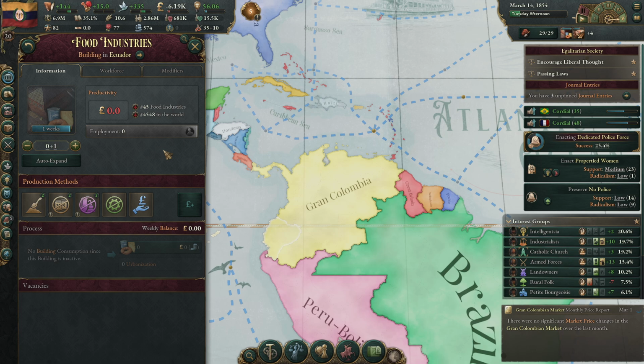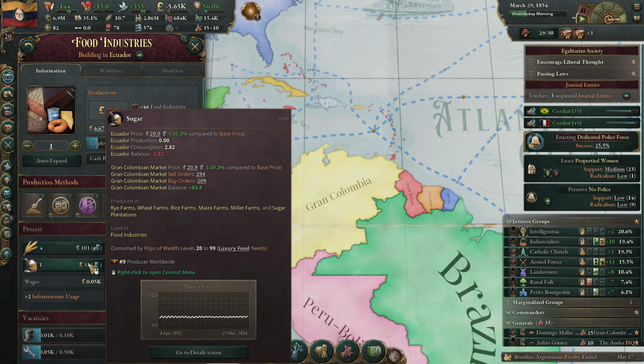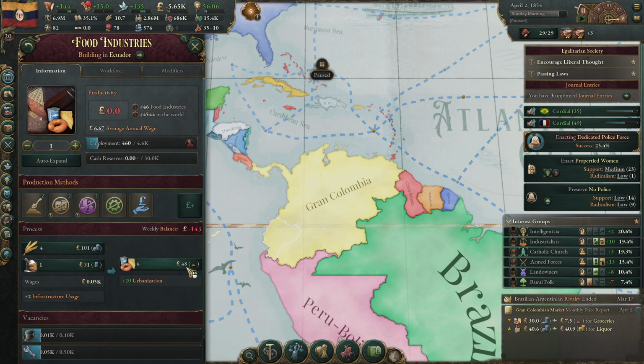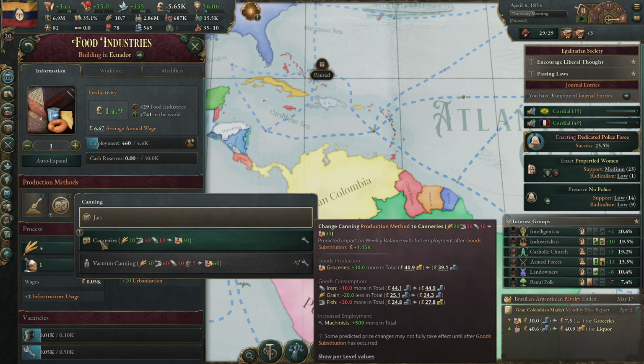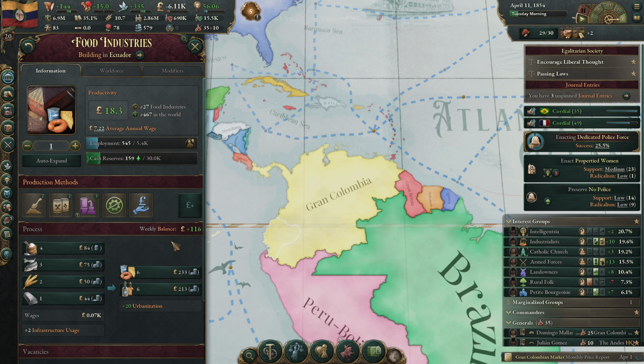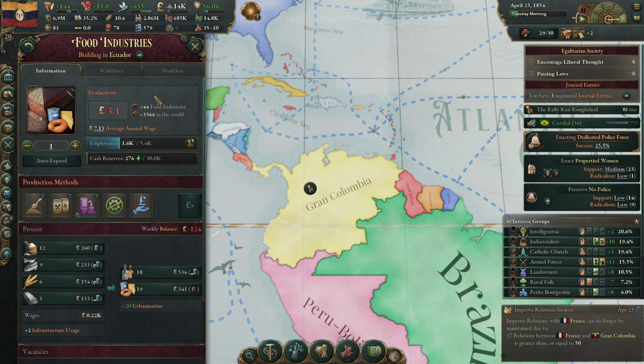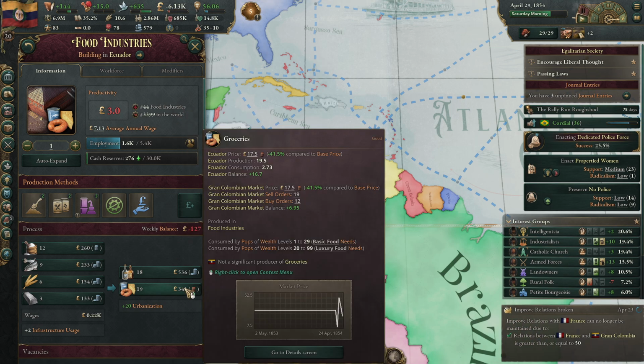Right, there's the food industries getting built here. Should be a very profitable building because my sugar prices are very cheap. Just takes time for people to know that there are groceries. I can go to canneries. We use less grain. That is always good, I think. We can go to pot stills. We make a bit more liquor and less groceries. It's also fine. Can't go to this one because we don't make glass. There we go. I think people will start buying the groceries.